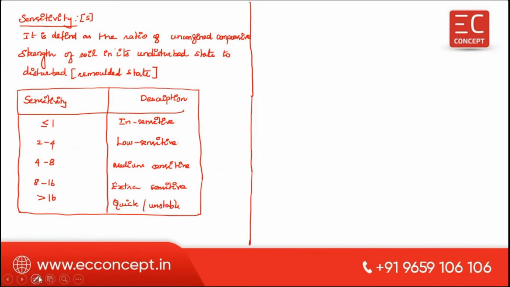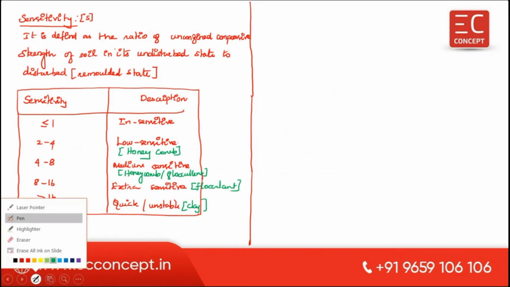So this, for example, is for clay, and the extra sensitive is flocculent. Soil is flocculent in nature. Medium sensitive, honeycomb or flocculent. Next one, low sensitive means honeycomb structure. The structure is a honeycomb structure. This is about sensitivity.